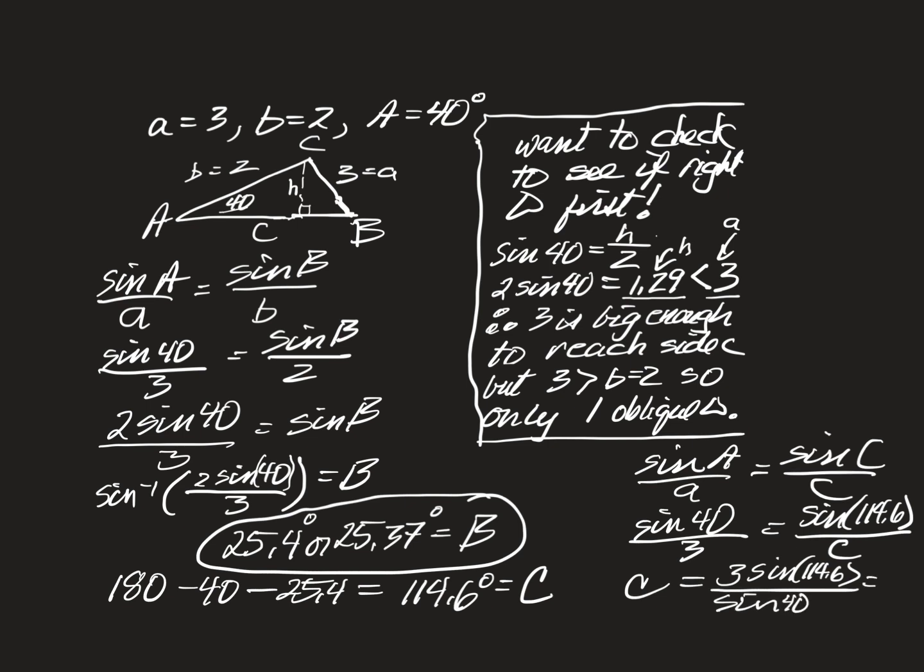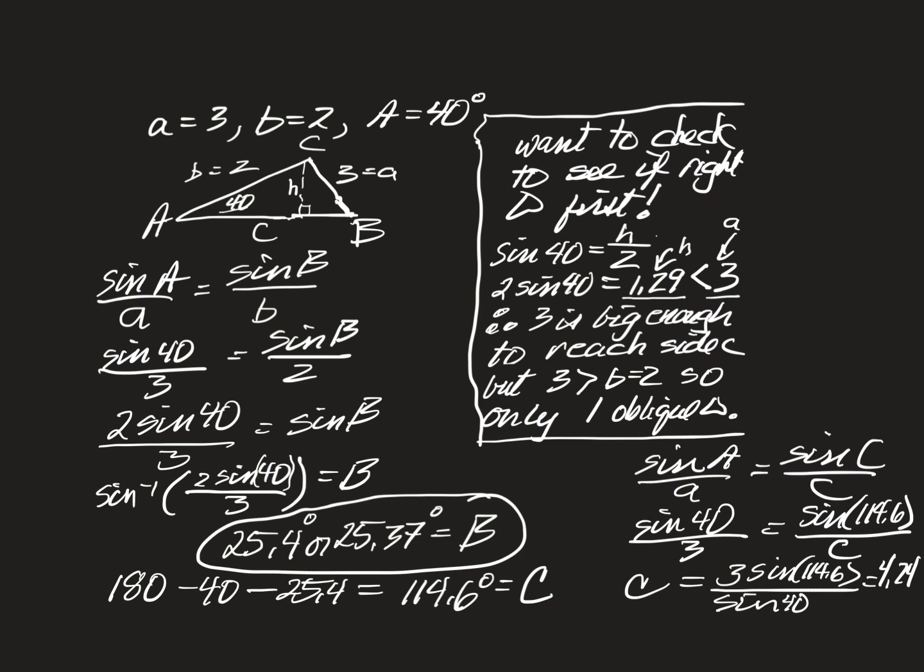And that should give me side C when I calculate it. C equals 3 sine 114.6 divided by the sine of 40. Now, make sure you round things off to whatever they tell you, okay? And so side C will be 4.24.